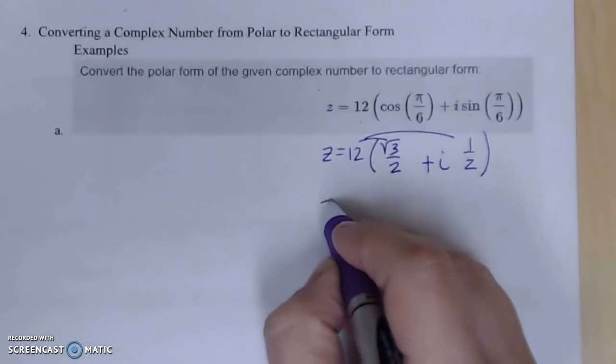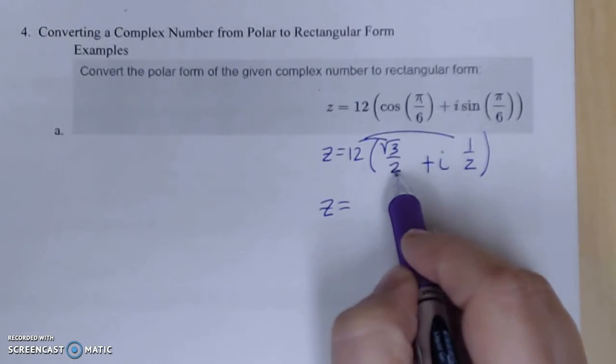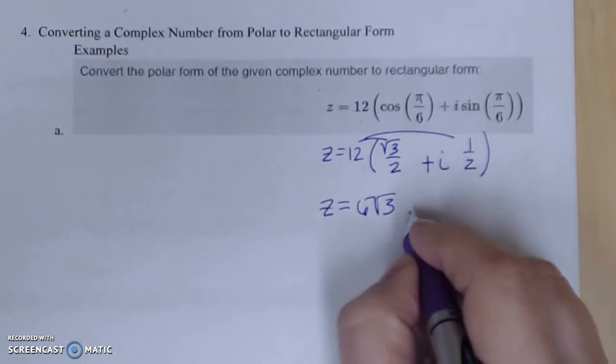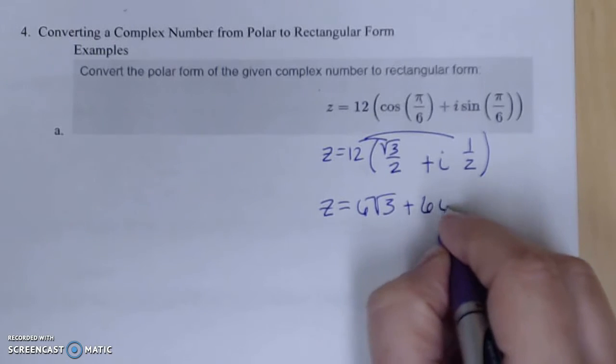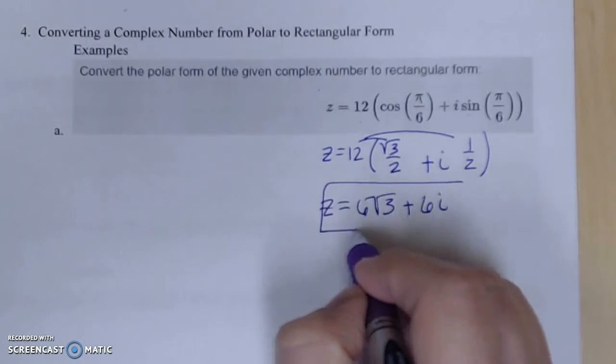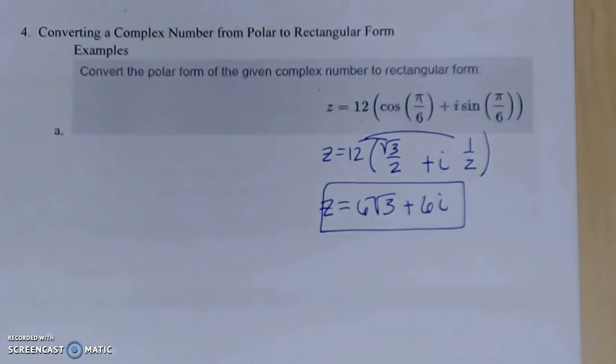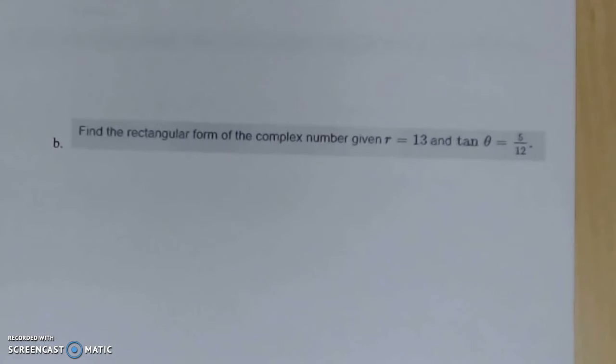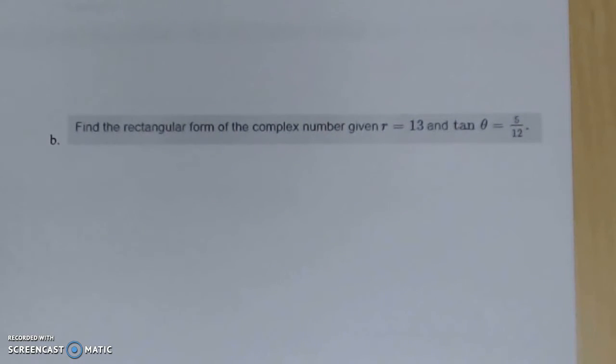If I distribute this, this gives me z equal to 12 divided by 2 is 6, so I get 6 square roots of 3. 12 divided by 2 is 6, so I get plus 6i. So this would be my complex number in rectangular form. Then I would be able to graph it using my reals on my horizontal axis and my imaginary on my vertical axis. This one is presented a little bit differently.